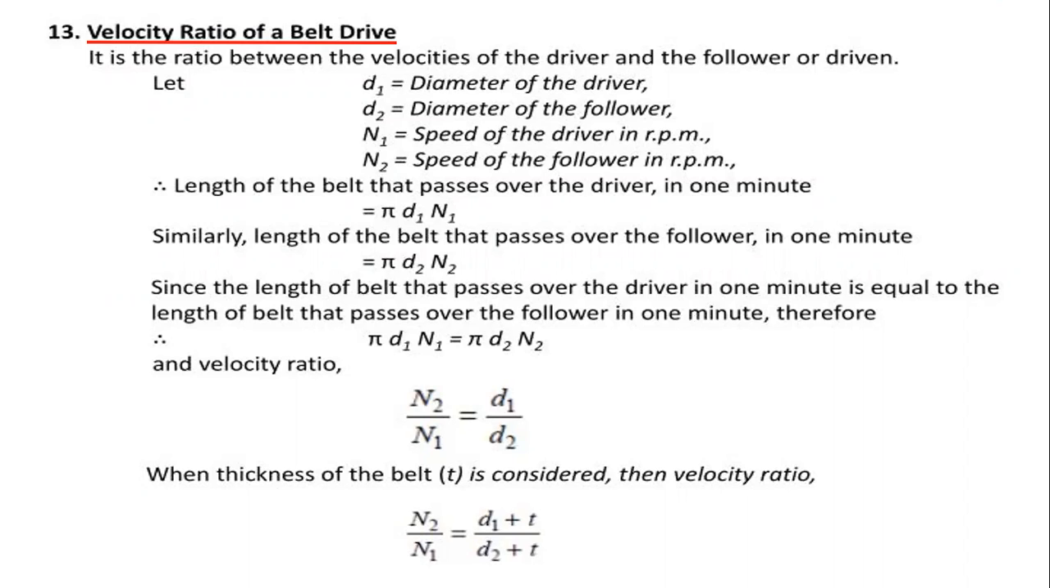Let small d1 be the diameter of the driver. So we are assuming the notations here. Small d1 is the diameter of the driver pulley. Small d2 is the diameter of the follower pulley.